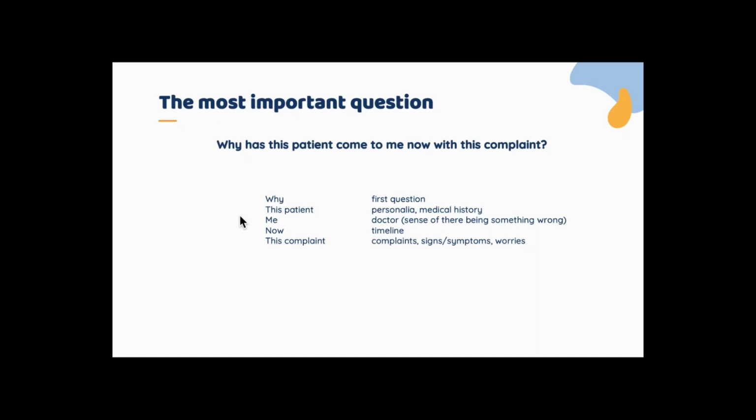And finally, this complaint. So you talk about the complaints that they're having about their health or about their situation. You look for different signs and symptoms, so you explore their health requests, which we'll discuss later, but also their worries. So what are they actually worried about? Is there something that they think they might have? Are there any worries that you can perhaps take away?